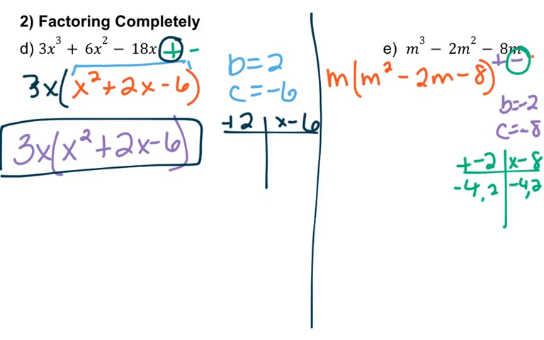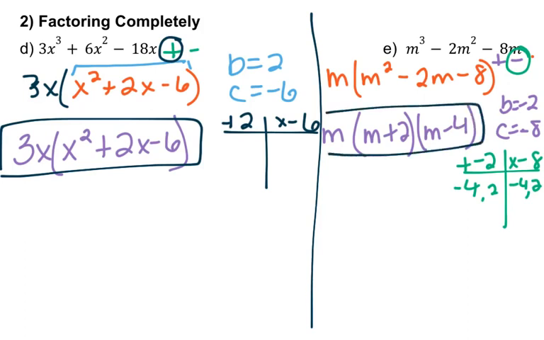Perfect, this one works. So we would have m parentheses m plus 2, and then parentheses again m minus 4. And that would be factored out as far as you can, so that will be your answer. If you want to double check, you could distribute everything and check it, and you should get the original problem.